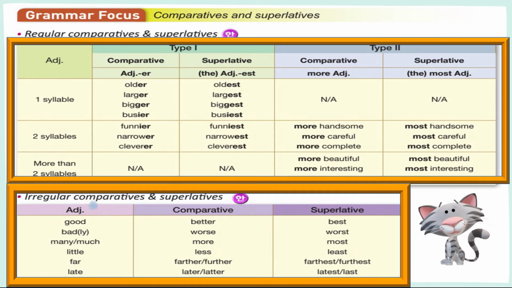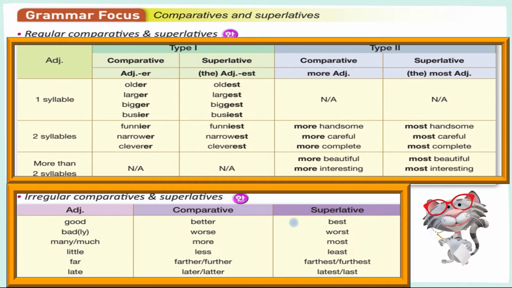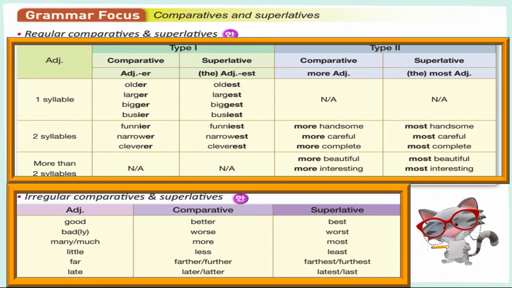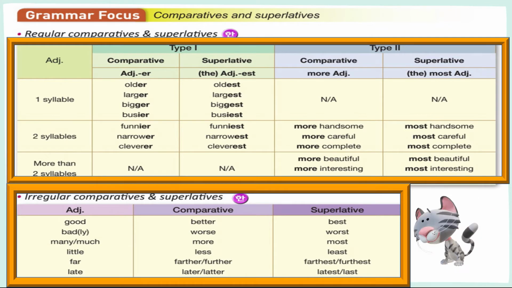And down the bottom, there are also irregular adjectives too. Good becomes better to best. They are like irregular verbs. Yes, so it's things to remember. Wait, Professor Neil. So regular comparatives and superlatives forms we have to memorize. So I have to write down.